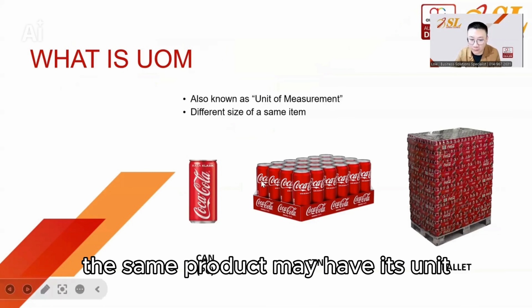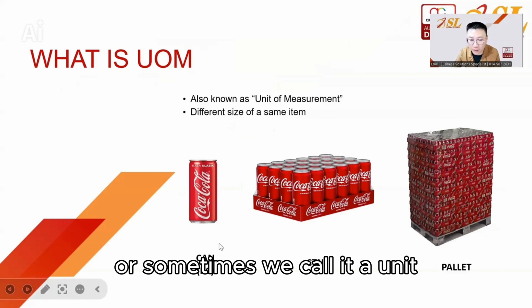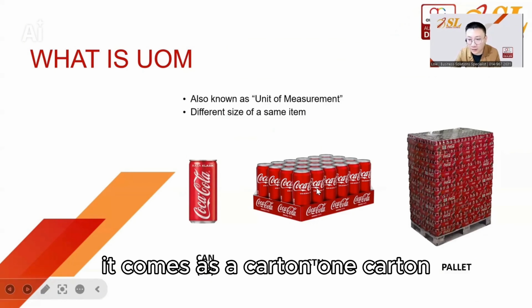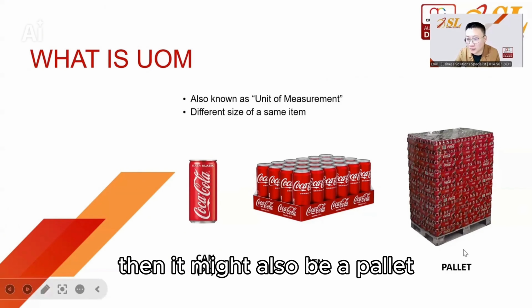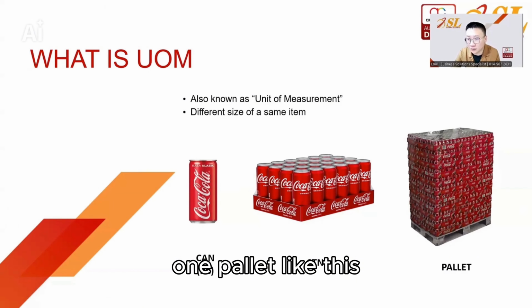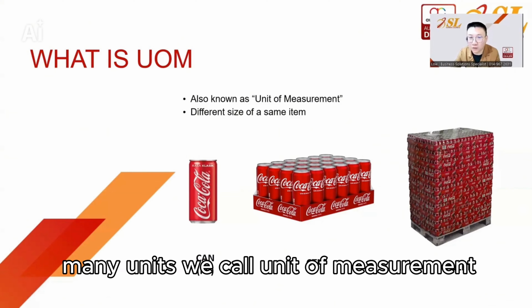The same product may have different units. Like this can, it might be one piece, or sometimes we call it a unit, or a can. It comes as a carton, box by box, small boxes. We call them cartons. Then it might also be a pallet, one pallet like this for ordering. So these many units we call unit of measurement.